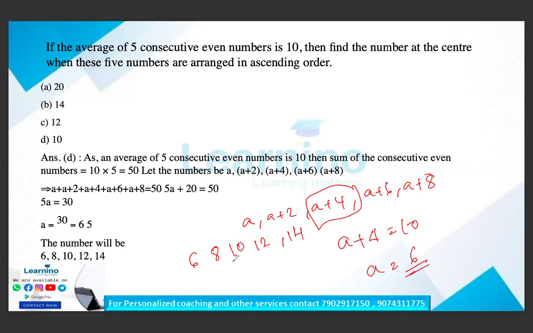Then find the number at the center when these 5 numbers are arranged in ascending order. So the number will be 10. So the answer will be option D. Option D will be the answer.